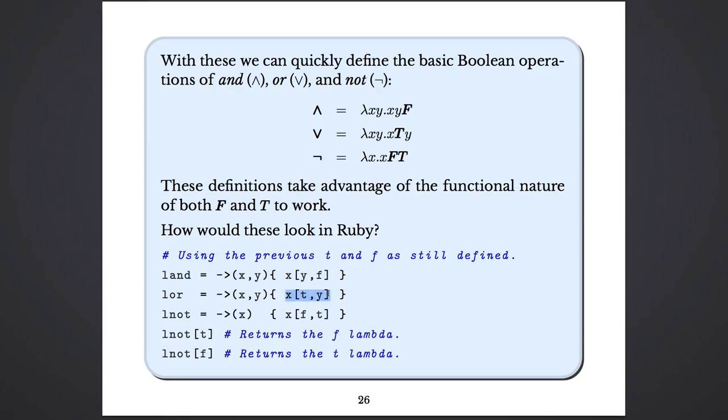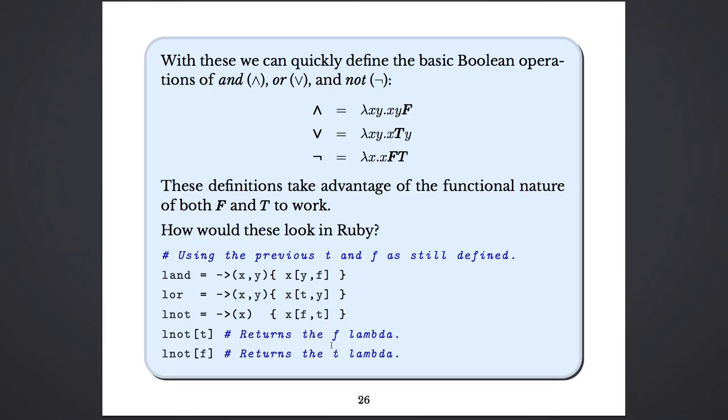Or works the same way, and not is also just incredibly simple. For example, if you do logical not on true, you get the lambda back for the false, which hasn't been evaluated in this case. You'll just get lambda and then a long serial number for the lambda is what will actually get printed. And if you do L not on false, you'll get the t back.